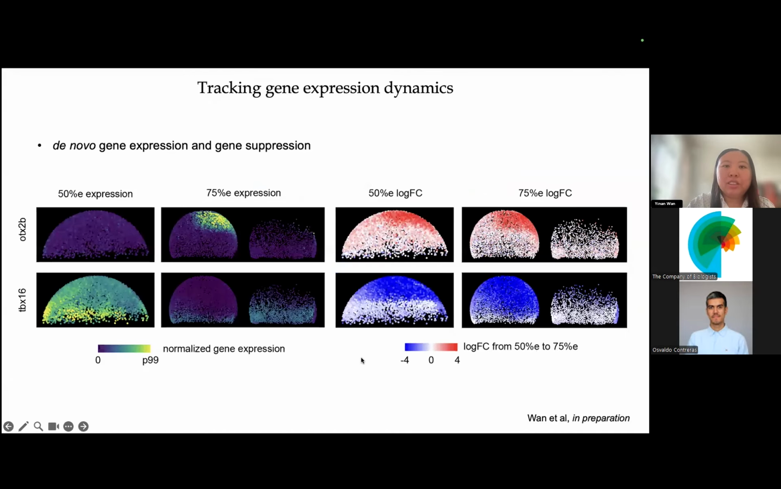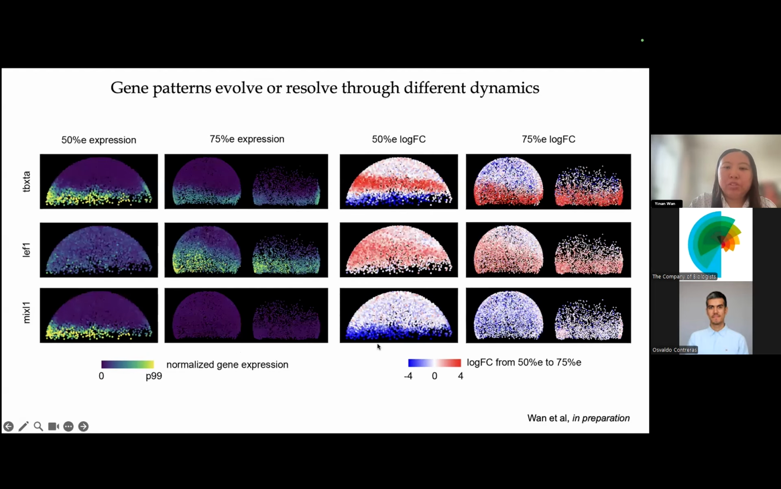We found a lot of interesting gene expression dynamics. For example, here are the expression patterns at early gastrula and mid gastrula. Here's the log fold change with red showing increasing and blue indicating decreasing. So you see that some genes are de novo expressed, induced, and some other genes are scaled away to form their final expression patterns. What is very interesting is that we found a lot of mixed regulation patterns.